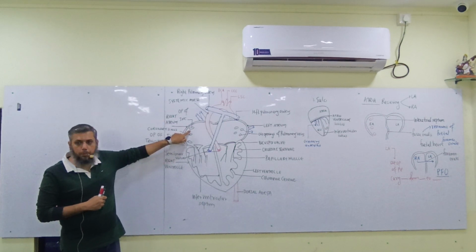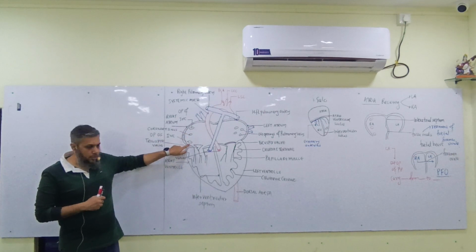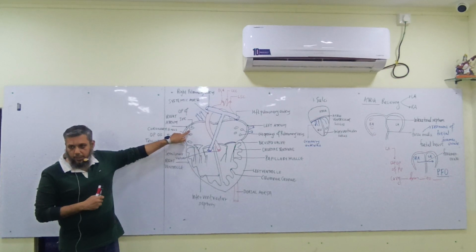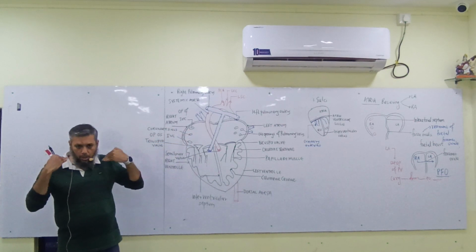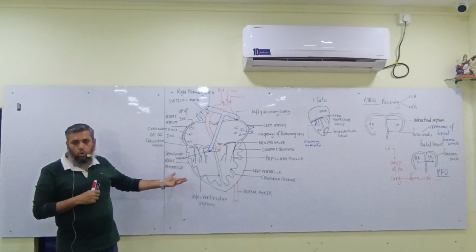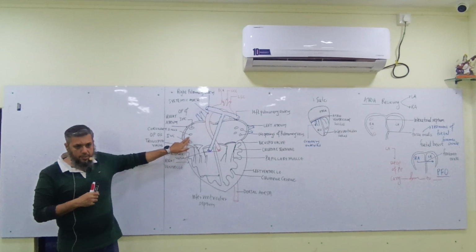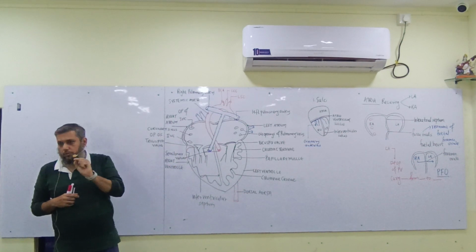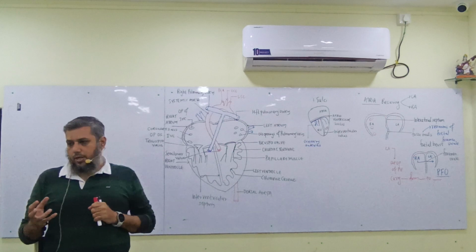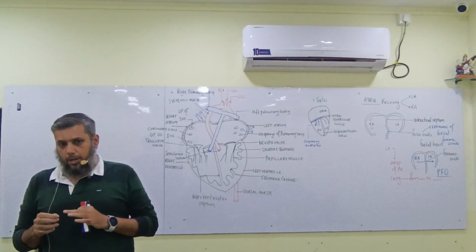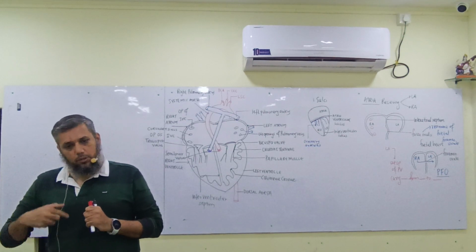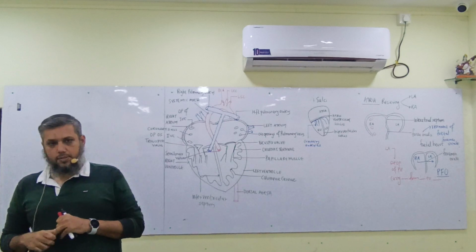Superior vena cava, precaval vein. Inferior vena cava, postcaval vein. The superior vena cava brings deoxygenated blood from the upper parts of the body. Inferior vena cava will bring deoxygenated blood from the lower parts of the body. And the coronary sinus will bring deoxygenated blood from the heart itself. As I have already told you, the myocardium requires an oxygenated blood supply. The myocardium will use the blood and it will become deoxygenated. Now that deoxygenated blood will go back into the heart via the coronary sinus.